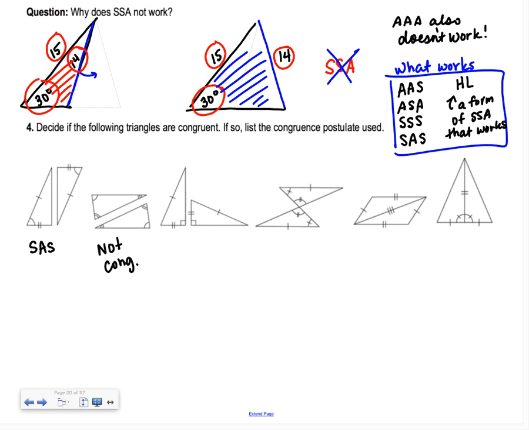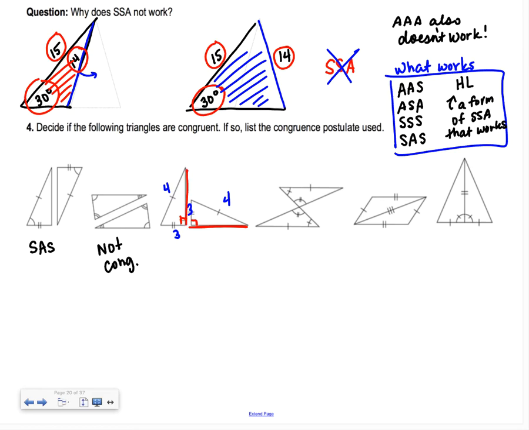All right, so the next one. This is a tricky one. This is actually the HL because we have the hypotenuse and we have a leg congruent. So let's kind of think about why this would be true, and we'll talk about it in another section as well. So what if I had numbers on here? So what if I knew that this one was 3 and this one was 4? And I knew that this one was 3 and this one was 4. Since we have a right angle for both of these, that determines what that other side ends up being.